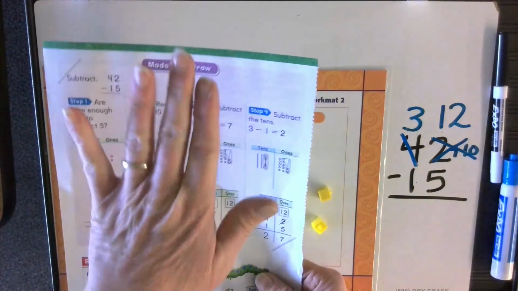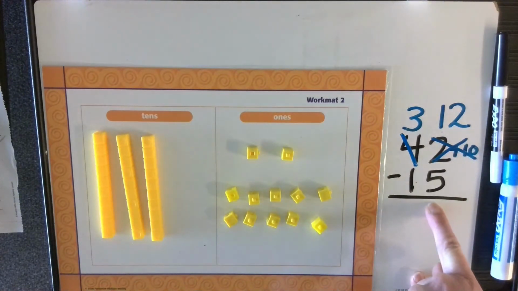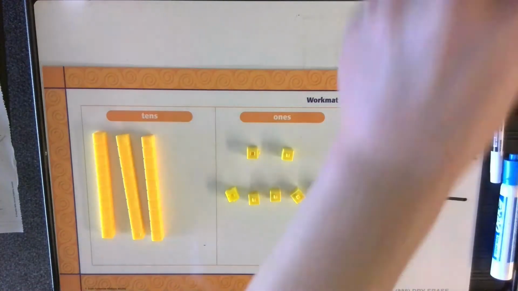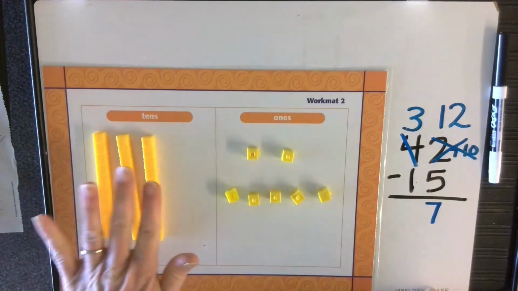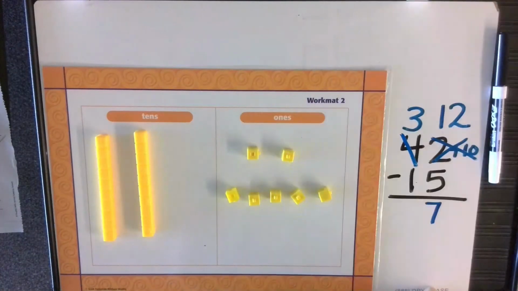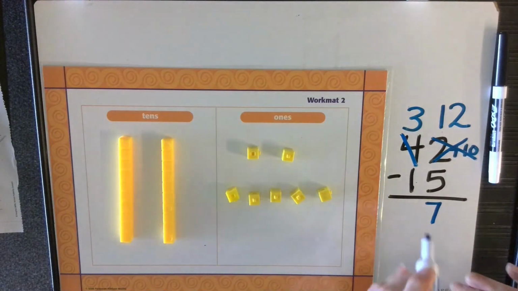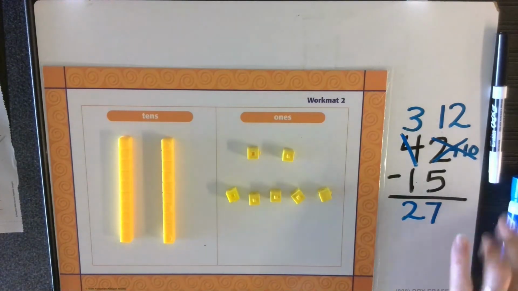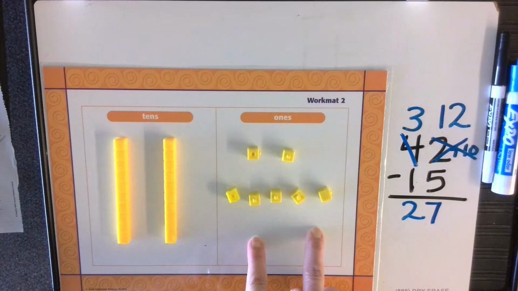Now, step 3, now we can do our subtracting. We can subtract the ones. So I have 12 ones in here. What is 12 take away 5? So if I take away 5 ones, I am left with how many? 7. Now I move to my tens. I have 3 tens in here. I take away 1 ten. How many tens are left in here? 2. So my difference here is 27. Okay, 27.